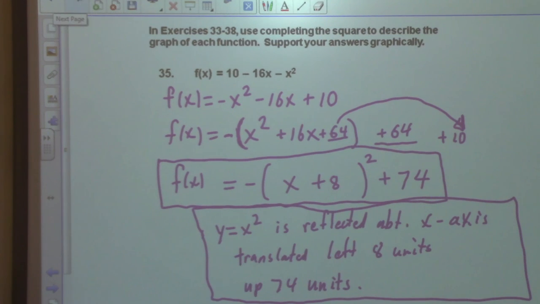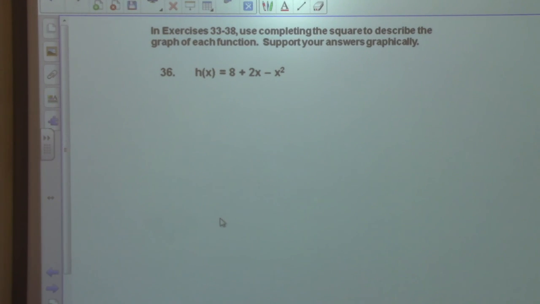We're going to continue on completing the square. I want you to go ahead and try your hand at number 36 and see how you do on that one. It should be somewhat similar to 35, whose corrected version I showed you previously.